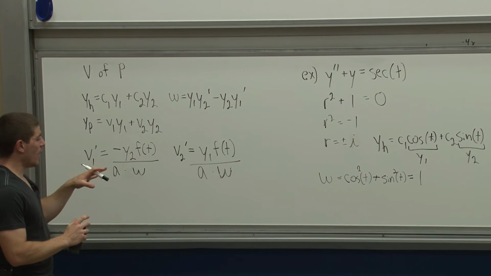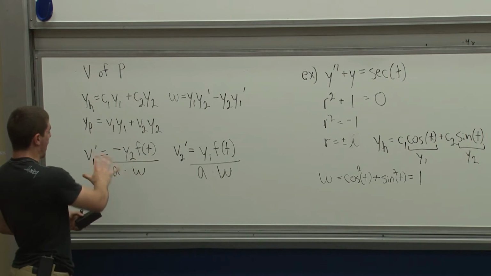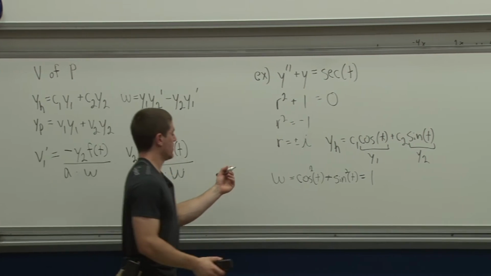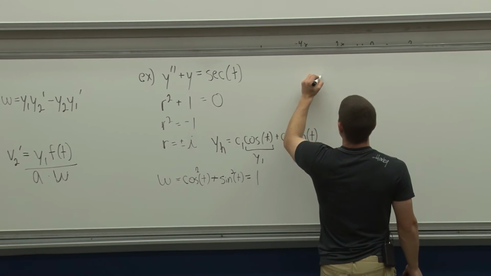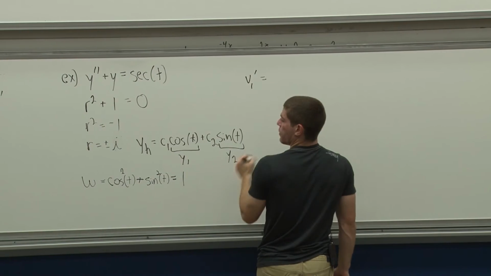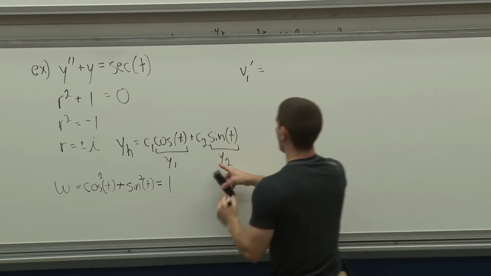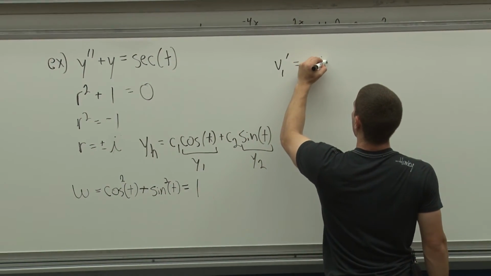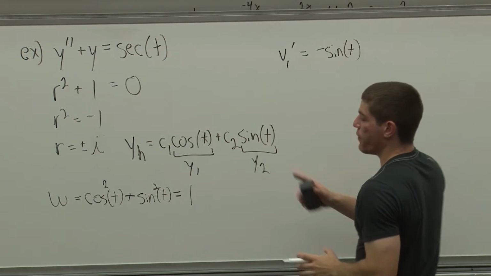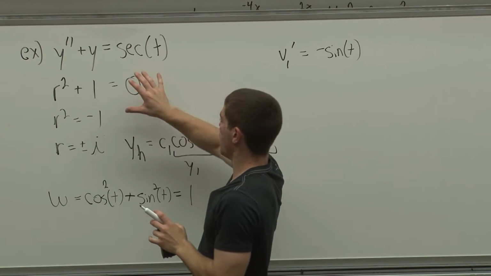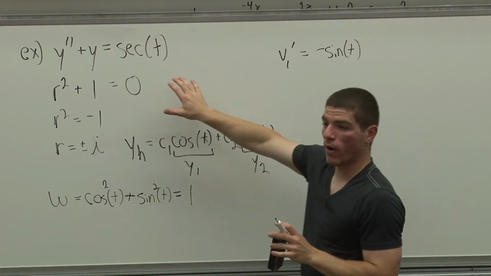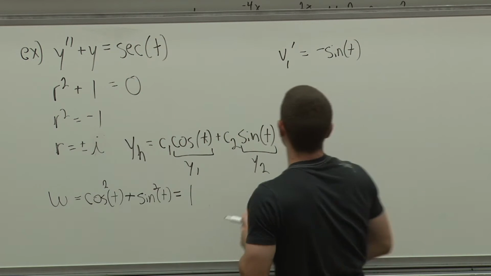Cool. So now that we have a Wronskian, we can plug into v1 prime. So v1 prime is equal to, what do we got? We got negative y2, so negative sine of t times f of t. Now f of t is the right side of the original equation, which would be secant.